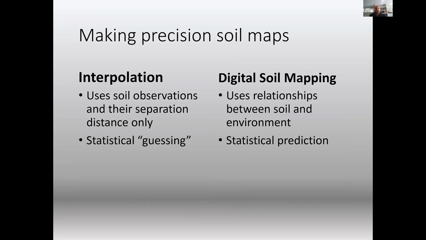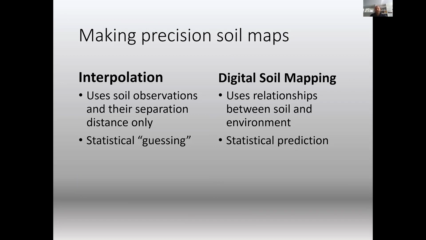We can think about interpolation as using observations, and the distance between them is the main input data for our estimate. And you can sort of draw the analog to a statistical guessing, where we're saying, okay, here's where we think the most probable value for this new location is, based off of previous observations.